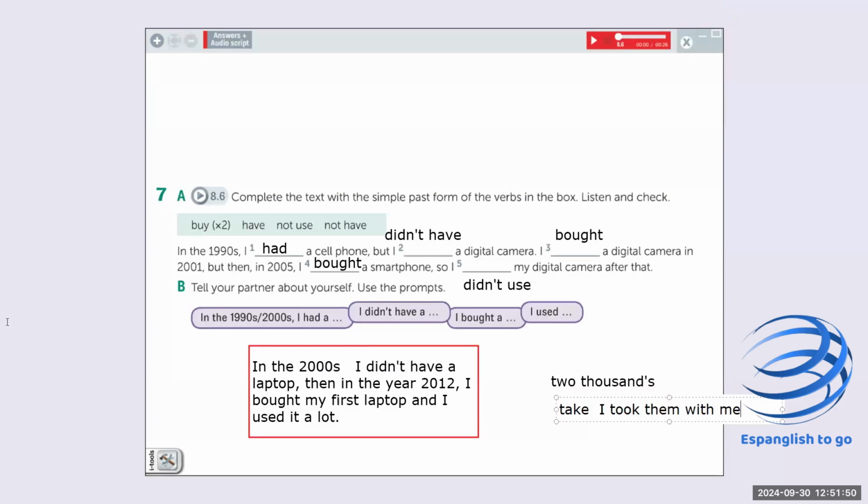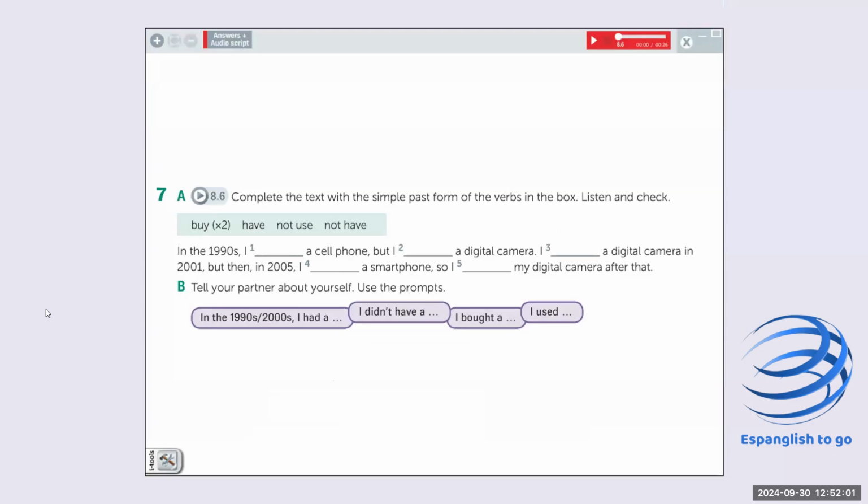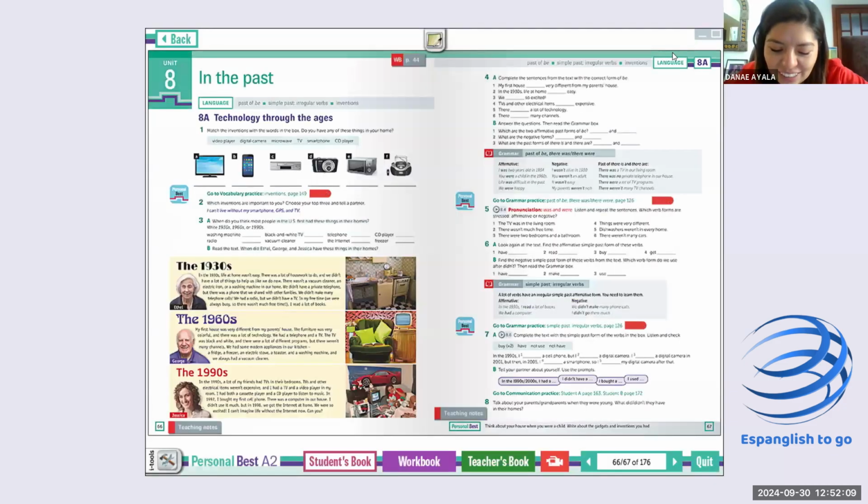Questions? No difficult questions, because it's new vocabulary, but remember the simple past is very easy. Simple. Yes. Okay.